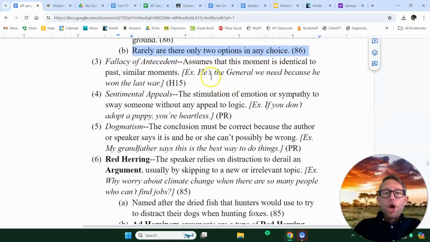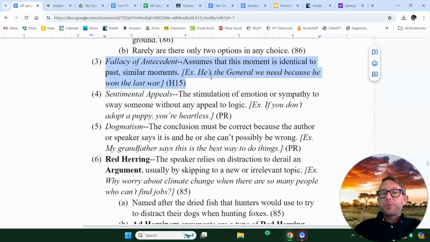All right? We've got the fallacy of the antecedent. It assumes that this moment is identical to past similar moments. In our example, he's the general we need because he won the last war. Hold on a second. Did he win the last war because he was particularly knowledgeable about that enemy, a different enemy than our current enemy? Did he maybe win it 30 years ago before we had drone strikes and all of the technology that we've got now, right here and right now?